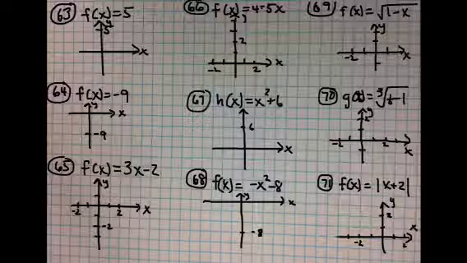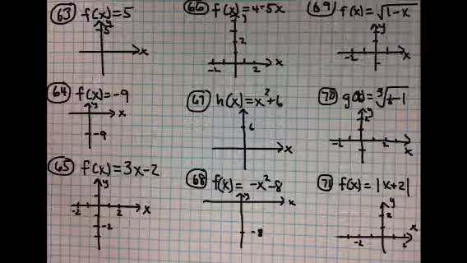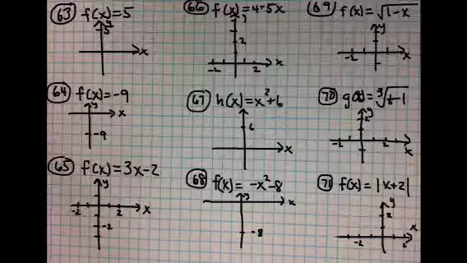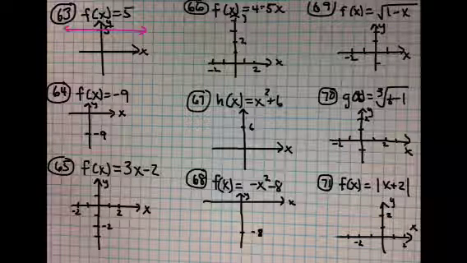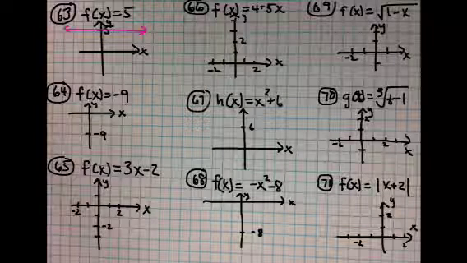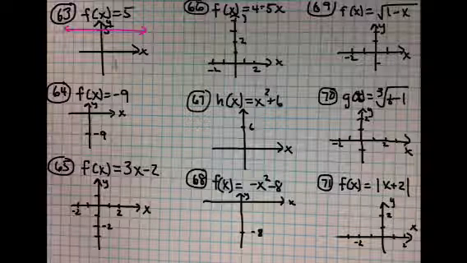That's a horizontal line. It crosses the y-axis at 5. So something like this. So this one is symmetric with respect to the y-axis. So this one is even.